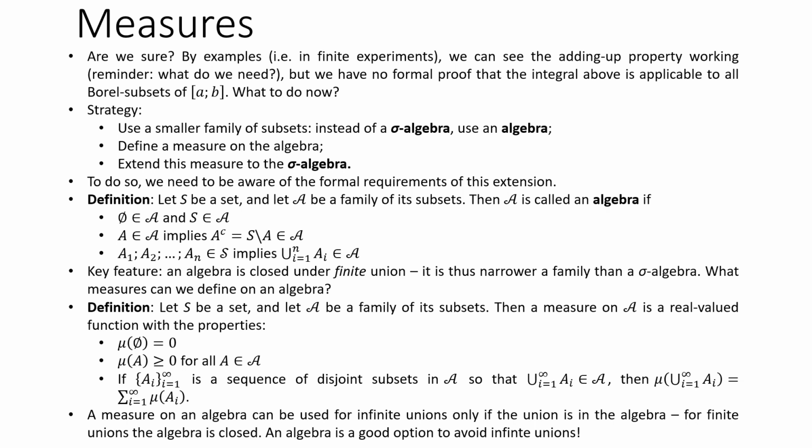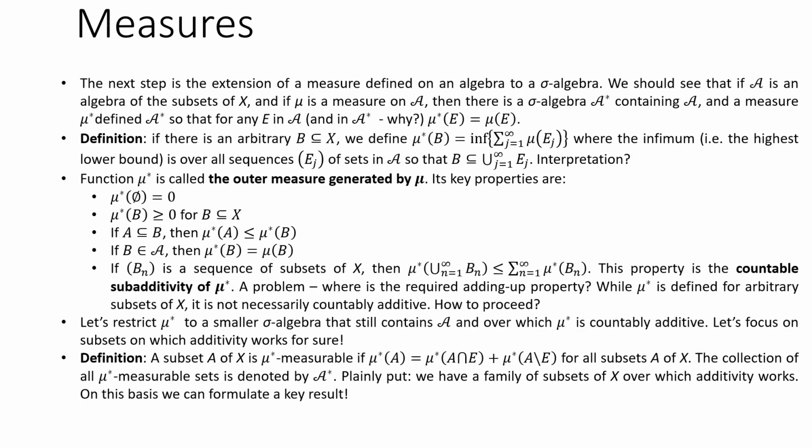So an algebra is a smaller family of subsets than the sigma algebra. And on algebras, we can define the measures which can be used for infinite unions, but still it's easier for us to define measures on algebras than to define measures on sigma algebras. Having all this in the bag, the next step to take is to extend the measure defined on the algebra to the sigma algebra.